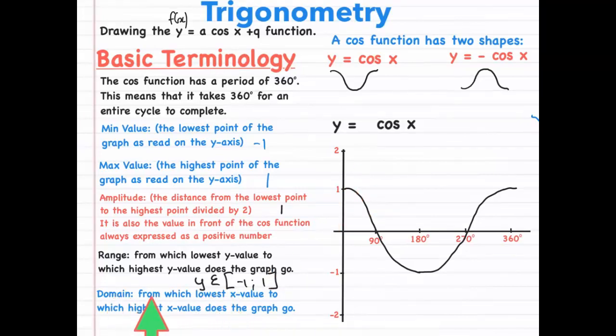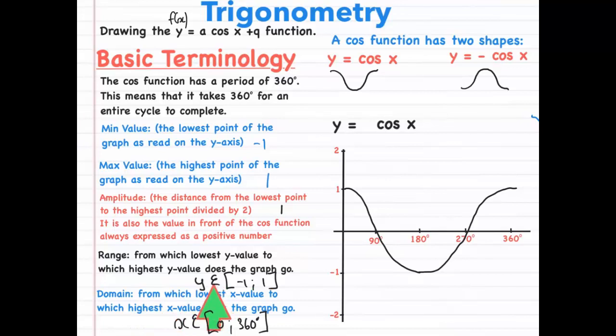Then the domain: from which lowest x value to which highest x value does the graph go? So how far left? Well, it goes as far as 0 on the left side, and we're looking at the x-axis here. And how far right does it go? Up to 360. So from 0 to 360. Basically here at the bottom, I can write that x is an element of 0, and it goes all the way to 360 degrees, and that is the domain.